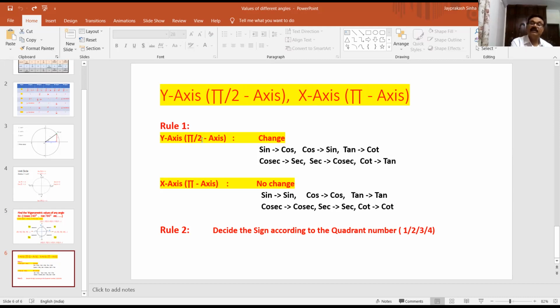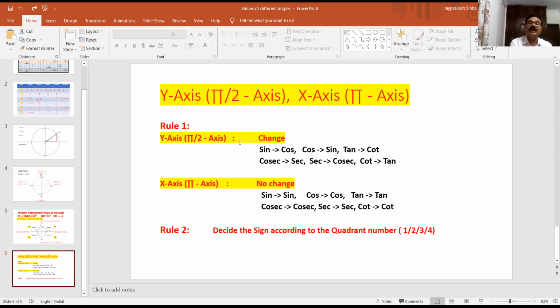So in the second quadrant, on the pi by 2 axis, if you are getting the angle by adding something to pi by 2 or subtracting something from pi by 2, then in that case sine will be changed to cos, cos will be changed to sine, tan will be changed to cot, cosec will be changed to sec, sec will be changed to cosec, and cot will be changed to tan. This means on the pi by 2 axis you have to change the function.